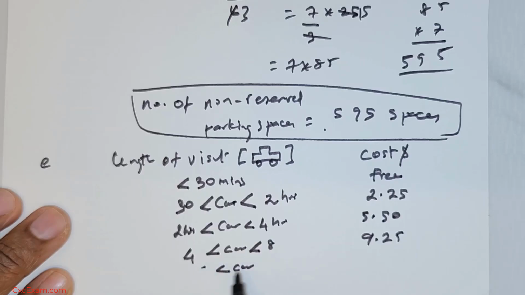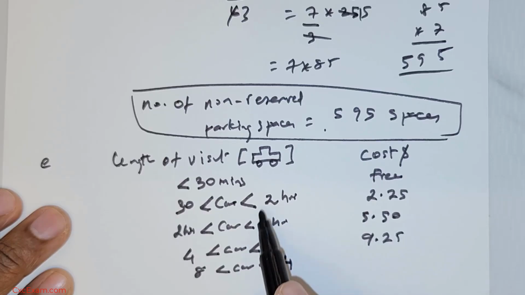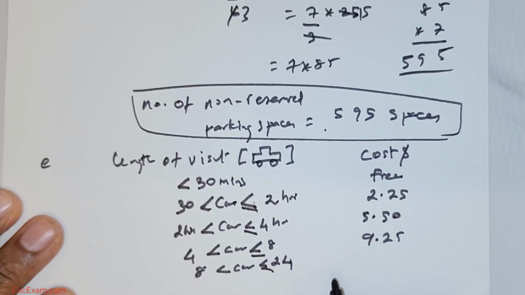Then if your car is staying in the spot for greater than 8 hours but less than 24 hours. So when I say less than, I'm just taking the generalized category, but what the statement says is "up to". That means they are using the less than or equal to inequality. Okay, so just to make the facts clear.